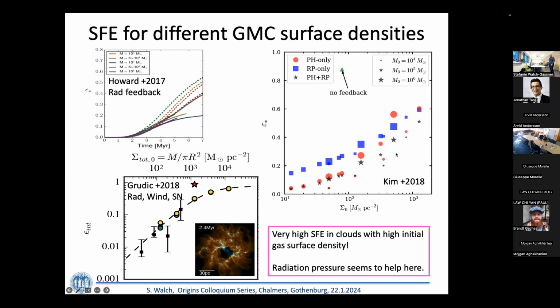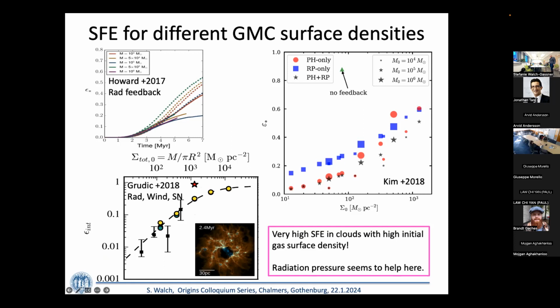But still, if you do simulations of feedback with radiation and radiation pressure, the star formation efficiencies which are achieved are very high for high surface density clouds. So you can see here one study by Kim et al. from 2018 where they go up to 60% or so with radiation pressure feedback for clouds which have 1,000 solar masses per square parsec. Then here is a study by Grudić from 2018, basically going almost up to 100%. This is here for clouds with 10 to the 4 solar masses per square parsec. At 10 to the 3, they are also around 60% or so.